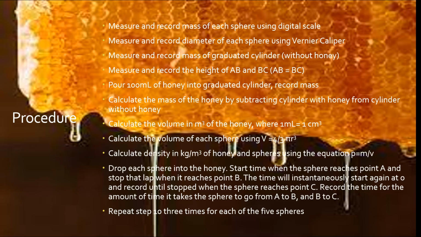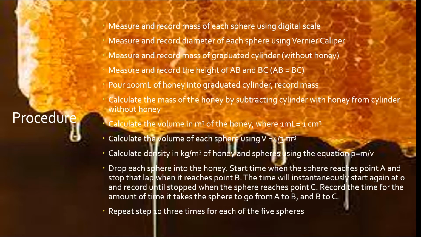My procedure is to measure and record the mass of each sphere using the digital scale, to record the diameter of each sphere using a vernier caliper, and the mass of the graduated cylinder without honey. Next, I will measure and record the height of AB and BC, then pour 100 milliliters of honey into the cylinder and record its mass. I will calculate the mass of the honey itself by subtracting the cylinder without honey from the cylinder with honey.